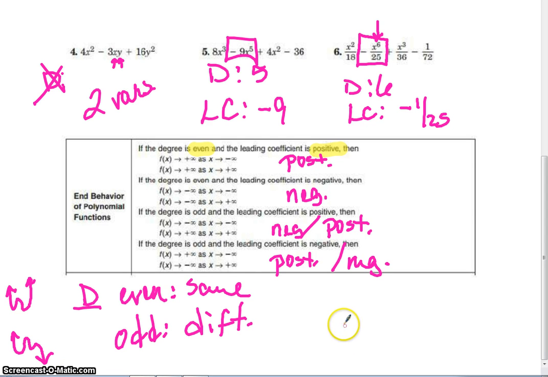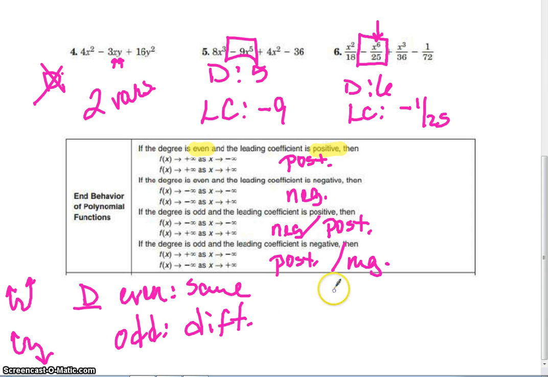Now, what you need to also keep in mind is that if it's positive, then they're both positive. If it's negative, they're both negative. If it's different and it's positive, it's going to be negative and then positive, which would be down and then up. And negative would make it positive and then negative, or up and then down.